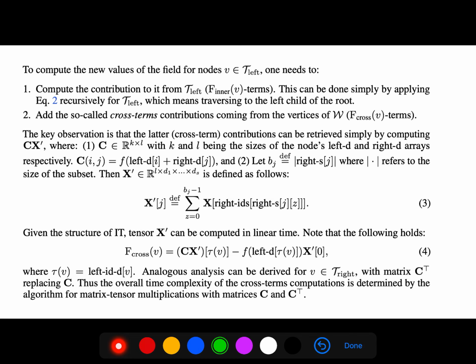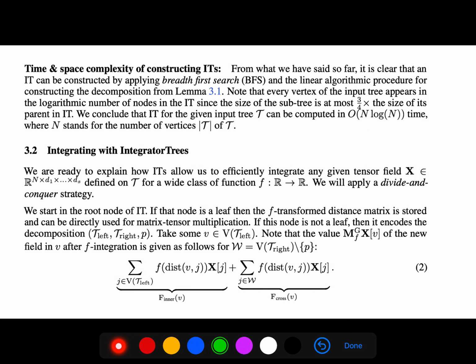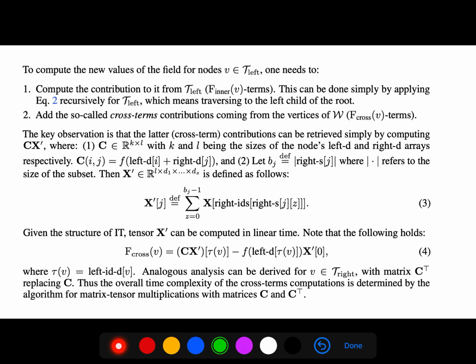To compute new values of the field for nodes, one needs to compute the contribution to it from the left tree. This can be done simply by applying equation 2 recursively. The key observation is that the cross term contribution can be retrieved simply by computing Cx prime. So given the structure, the tensor x prime can be computed in linear time.